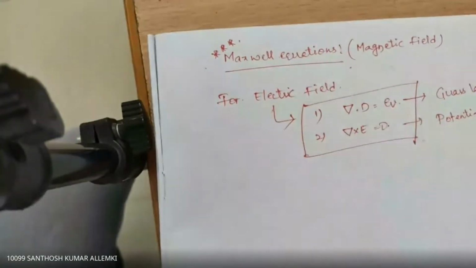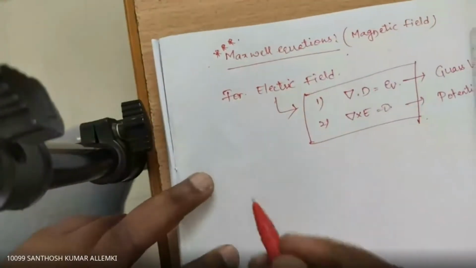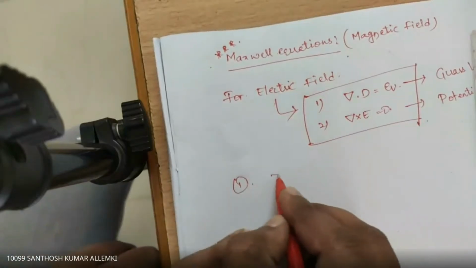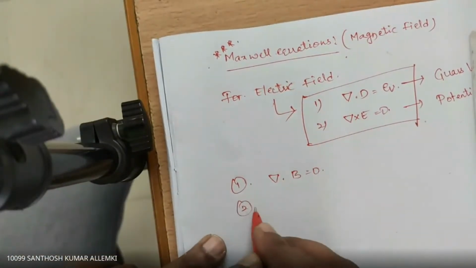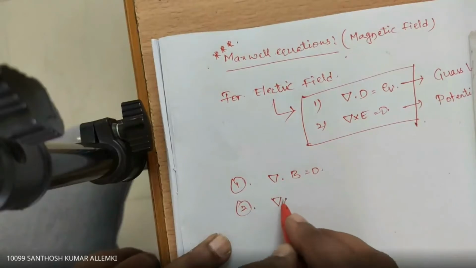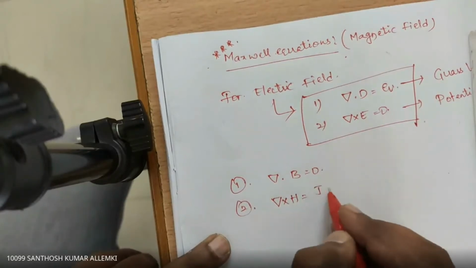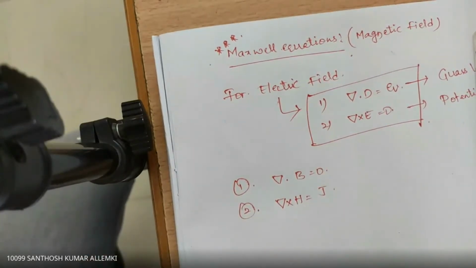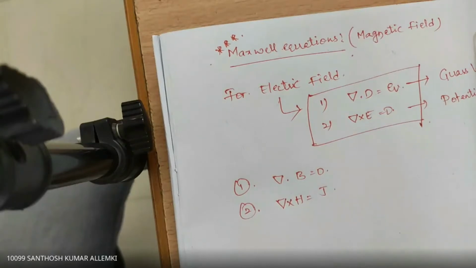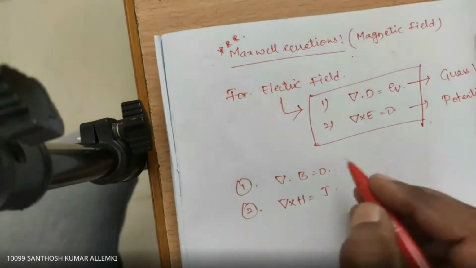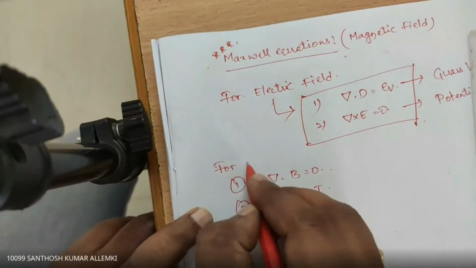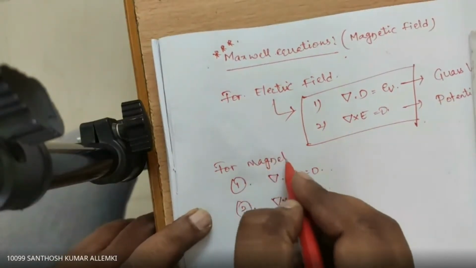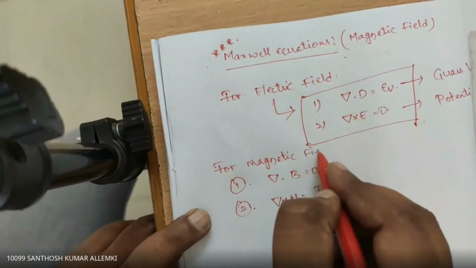Here also we have two Maxwell equations. The first one is del dot B is equal to 0. The second one is del cross H is equal to J. So del cross H is equal to J, and del dot B is equal to 0. These are the two Maxwell equations for the magnetic field.